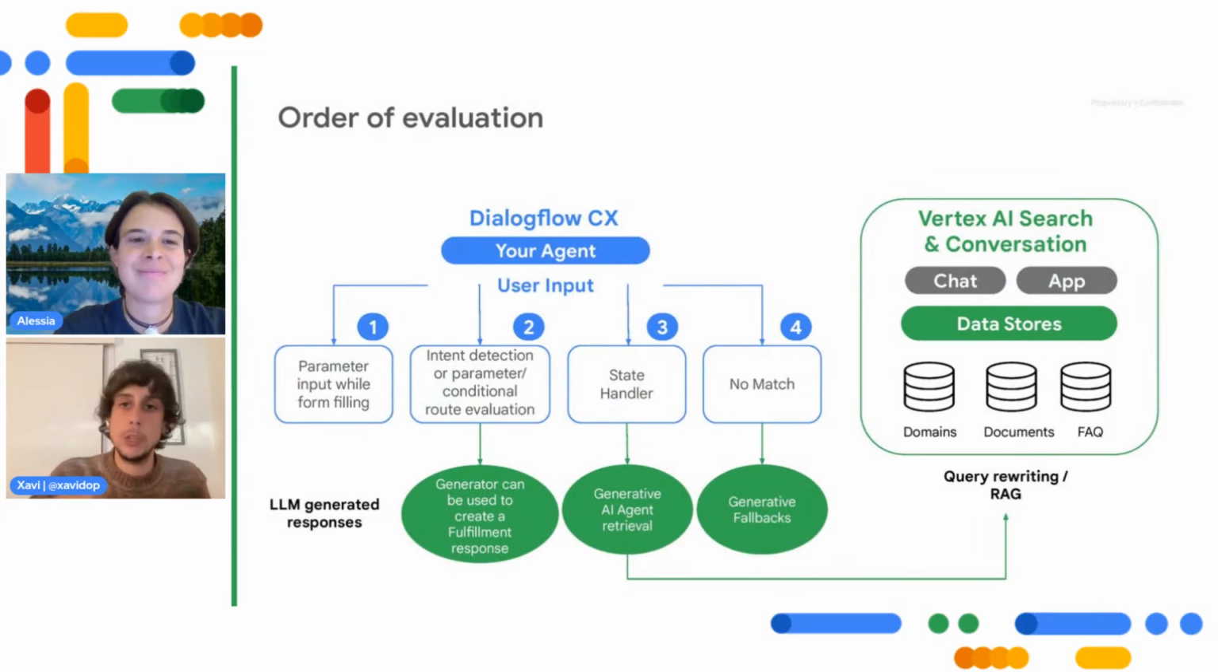For instance, start with generators, creating really good prompts, and once you have that properly set and you have really good responses, then move on to the generative fallback, and then do the same with the data stores, for example. That is one of our recommendations, and that's a best practice.